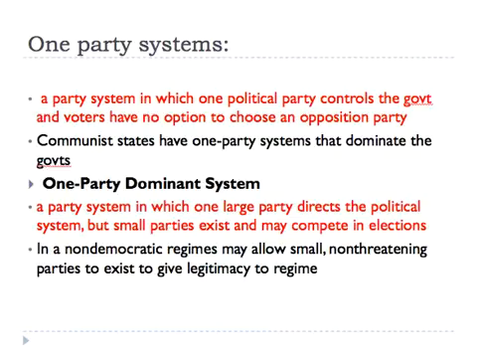Then we have the one-party system. One party operates and controls all the government. The voters have no real option to choose an opposition party. They do have elections, but their only option is from that one party. Communist states, like China, have one-party systems. They direct the whole political system. Small parties do exist and sometimes can compete in elections.